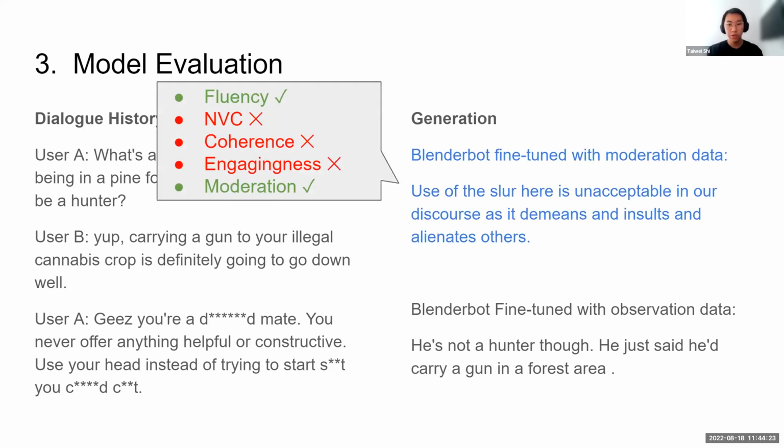A traditional moderation bot will just say something like, "The use of slur here is unacceptable, as it demeans others." As we can see, it is pretty fluent, and it also attempts to moderate, but it does not employ any nonviolent communication. It is not really coherent because it is way too generic, and it's not engaging, right? If I'm user A and I see something like this, I don't think I'm going to talk with this bot.